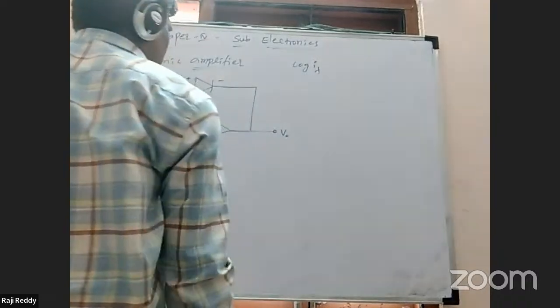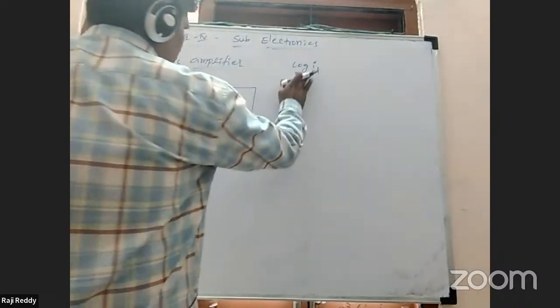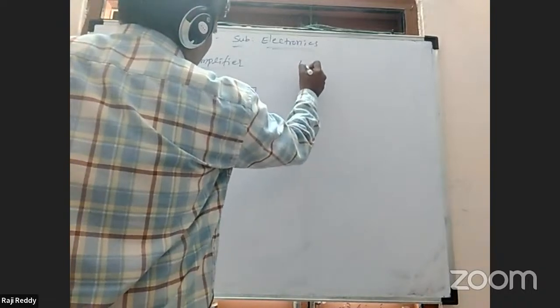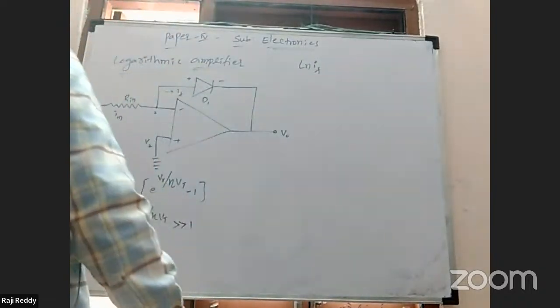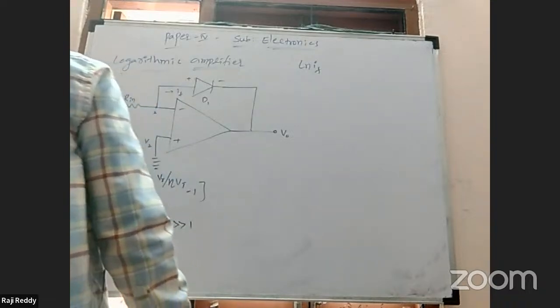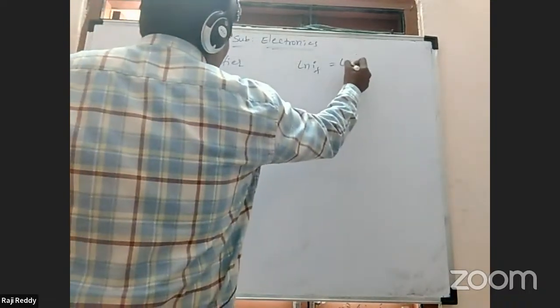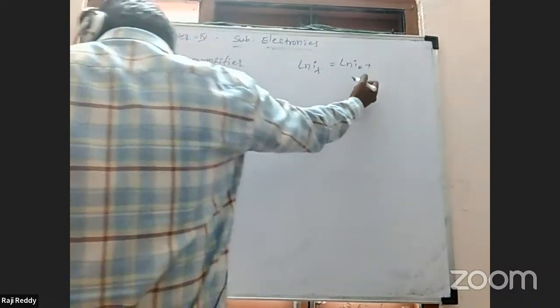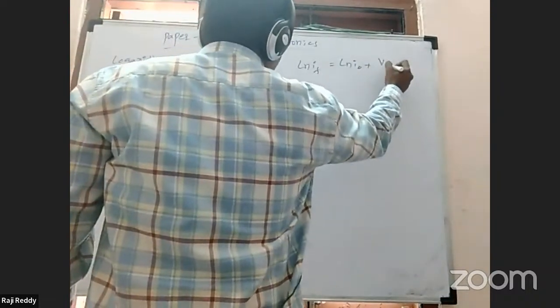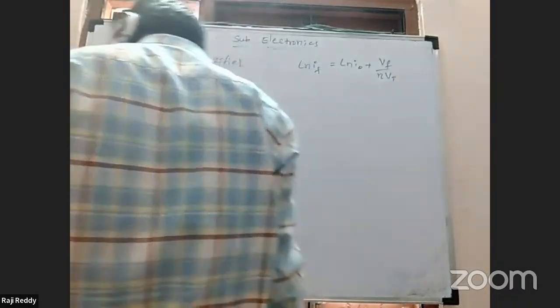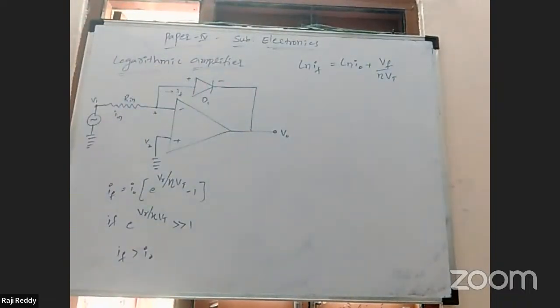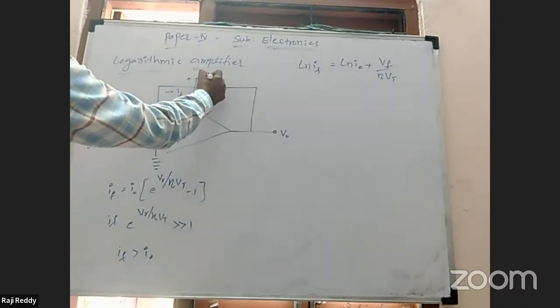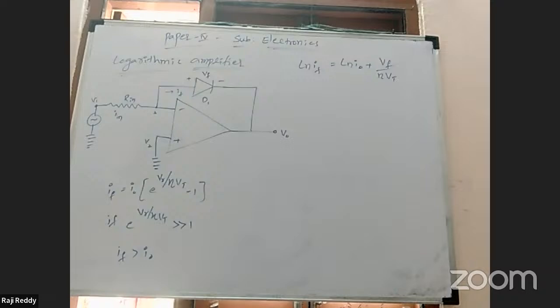You can say directly, ln IF is equal to ln I naught plus an additional term in terms of voltage, VF by eta into VT. So from that you can calculate the VF value, the voltage across the diode, the feedback voltage across the diode.